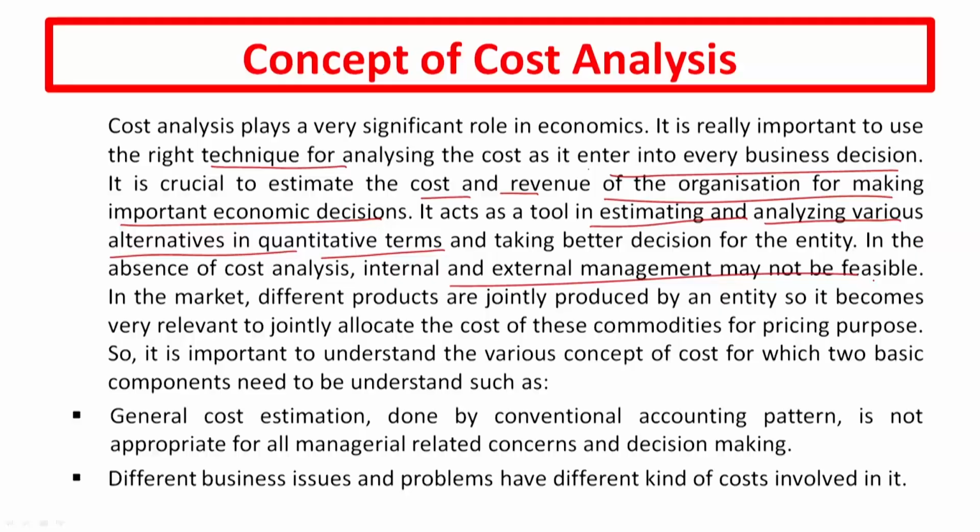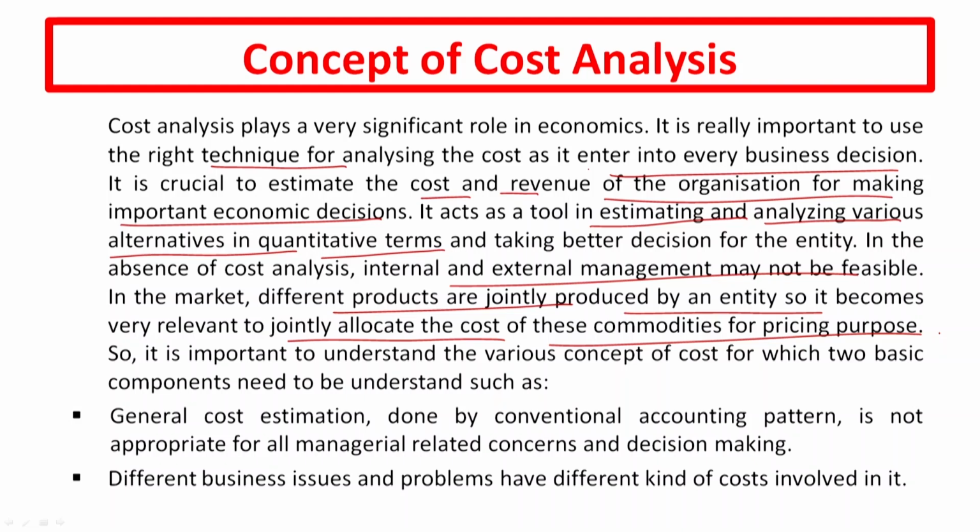So, effective management, whether at the internal level or at the external level, needs to be done effectively by the organization. In the market, different products are jointly produced by an entity. So, it becomes very relevant to jointly allocate the cost of these commodities for pricing purposes. As we know, whenever we are producing goods and services, it is not always a single commodity; rather we are producing many commodities at a time. So, the per unit cost of producing the commodity, or the cost of one commodity with the other commodity, needs to be specifically allocated. Then only we can decide the overall selling price of the product.